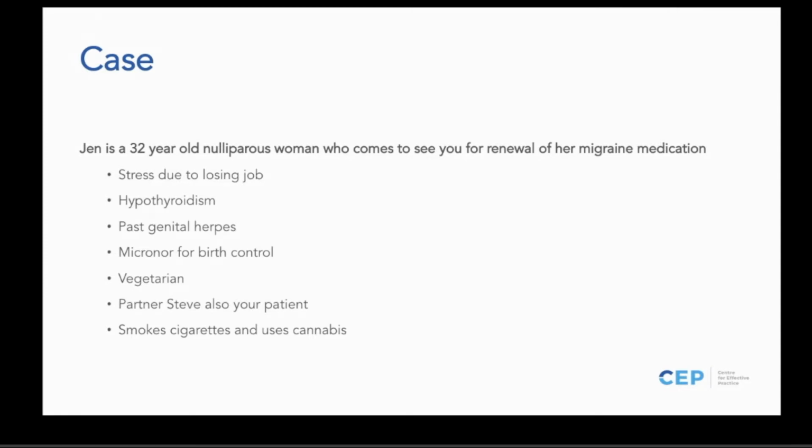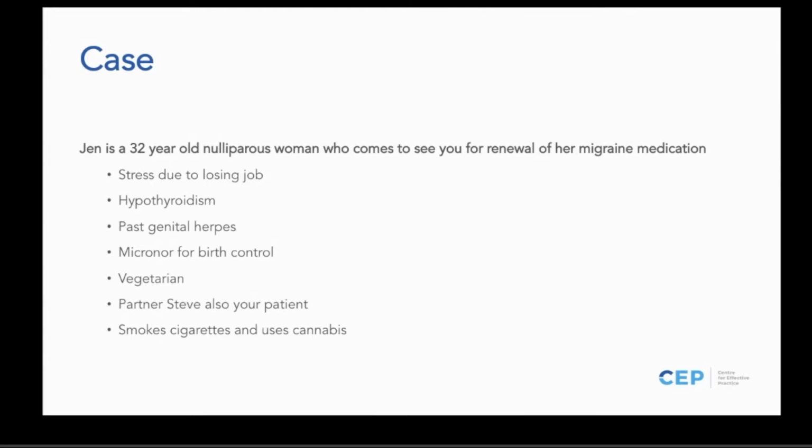She is currently on Micronor for birth control since she cannot take estrogen-containing pills due to her migraines. She is also vegetarian. She has been on various SSRIs in the past for anxiety. Her common-law partner, Steve, is also your patient. He smokes cigarettes and uses cannabis daily.